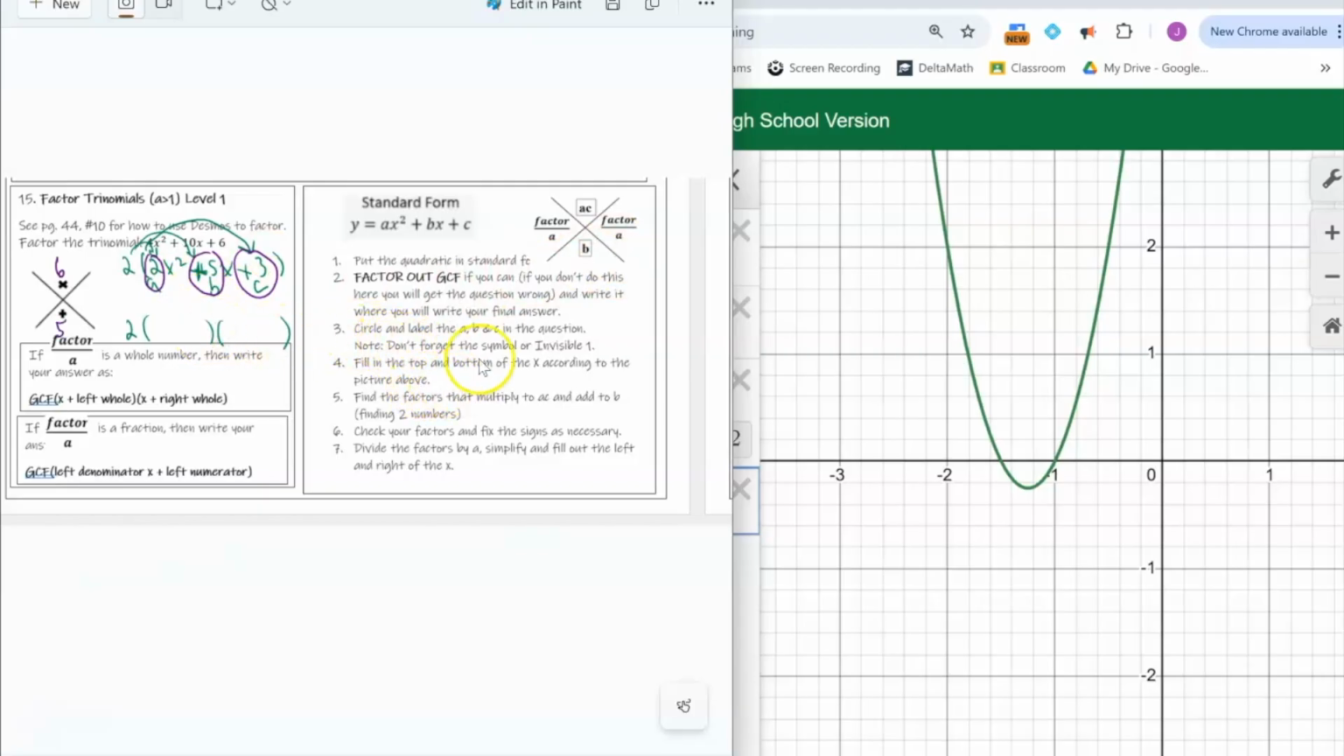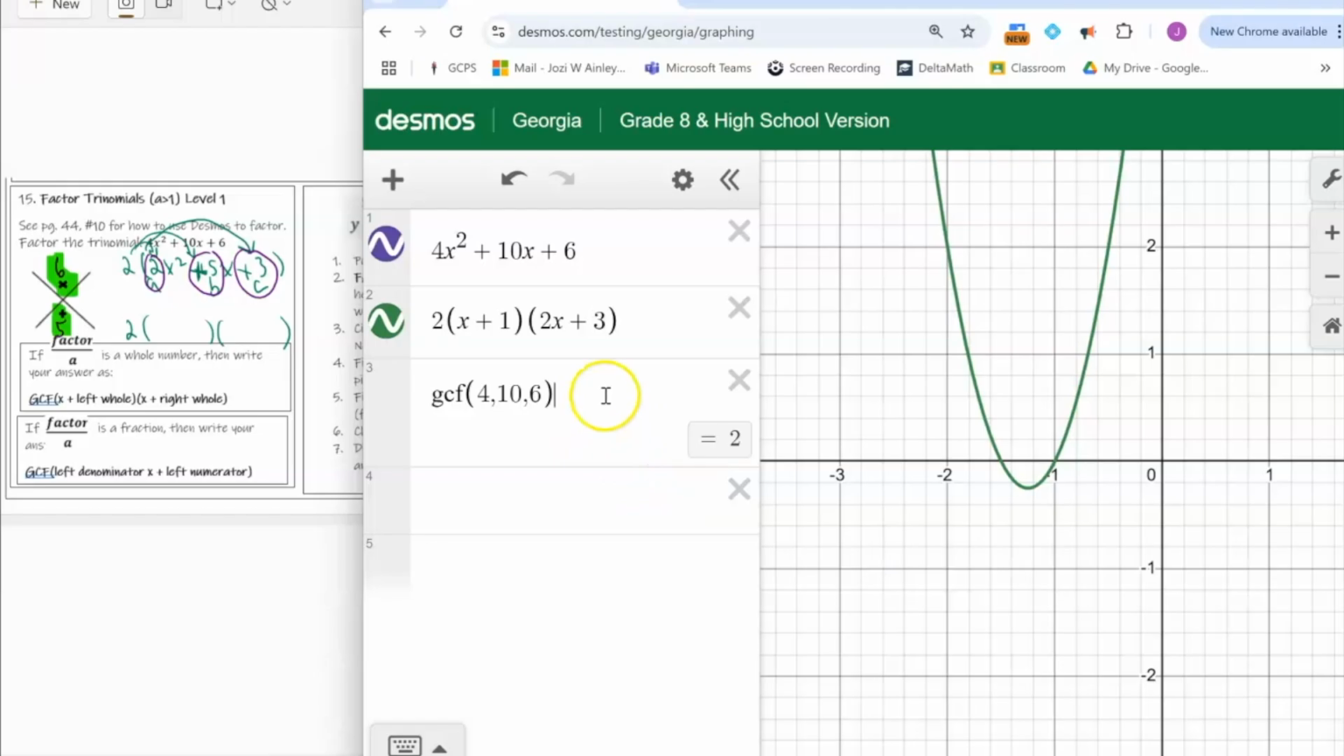All right. Find the factors. Okay, so these are factors. These are 2 numbers that multiply to AC. So they need to multiply to 6 and they add to 5. And so what you're going to do, and I think you can do this part in the calculator. Let's go ahead and do it.